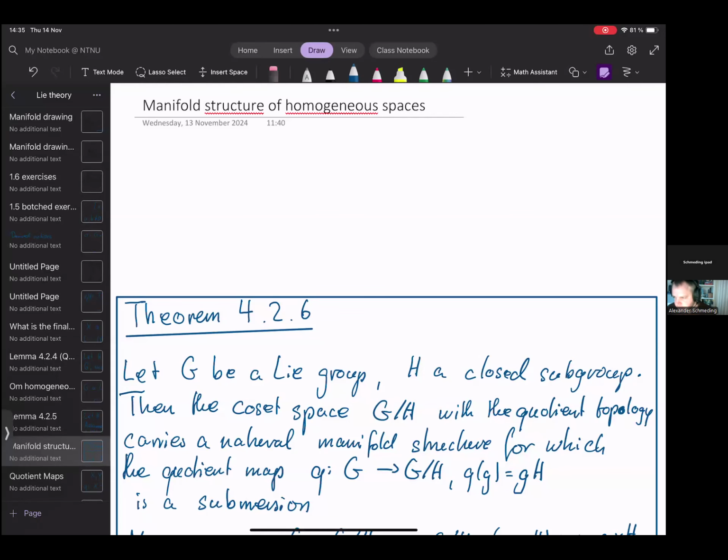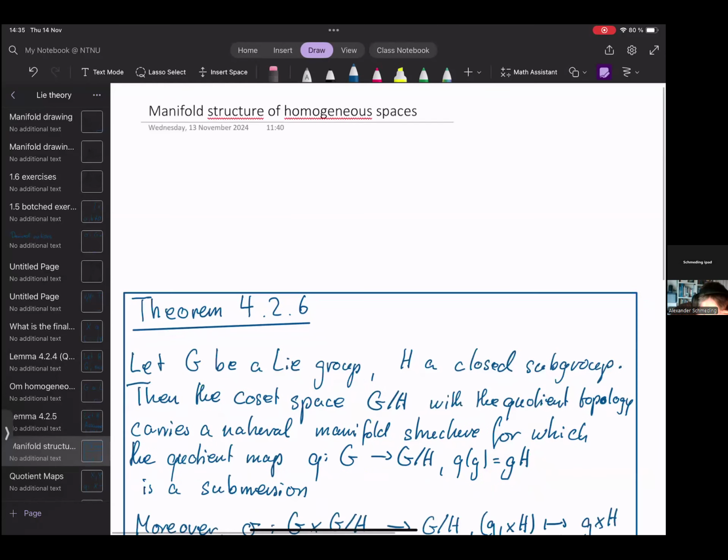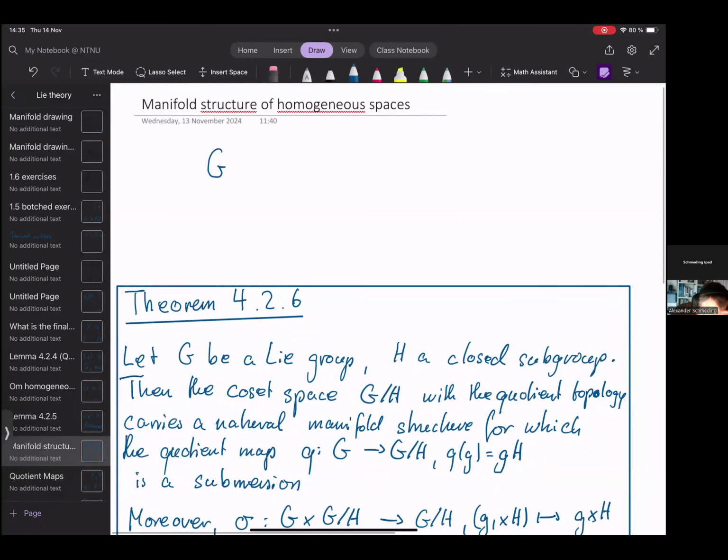Okay, in this video we are going to prove the main theorem of the whole section, where we construct a manifold structure on a homogeneous space. So the idea is basically we have a group and we want to look at the cosets of the group modulo some subgroup, and then we now need some way to construct charts for this thing.